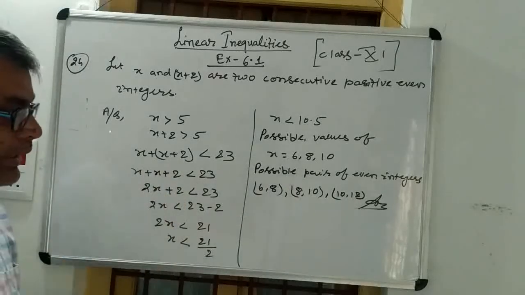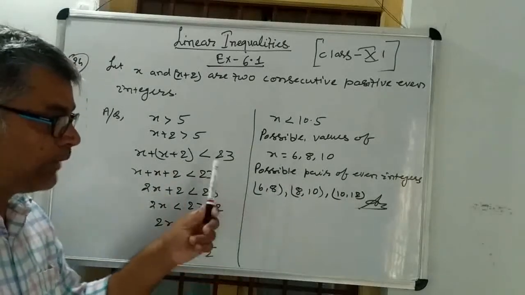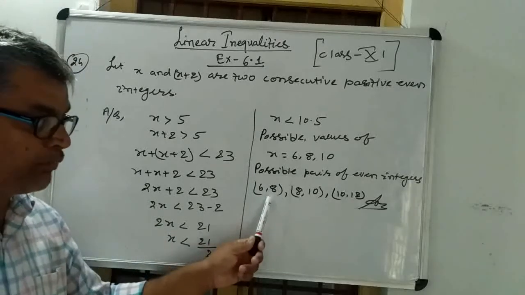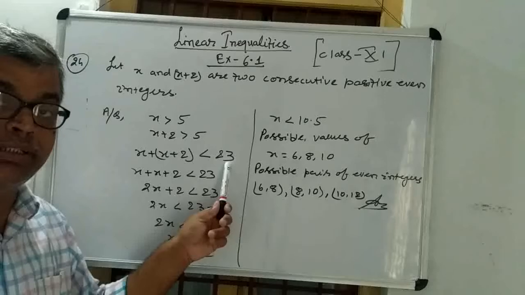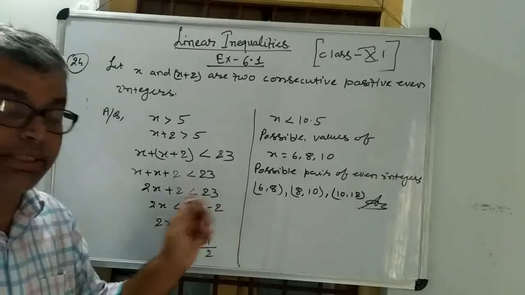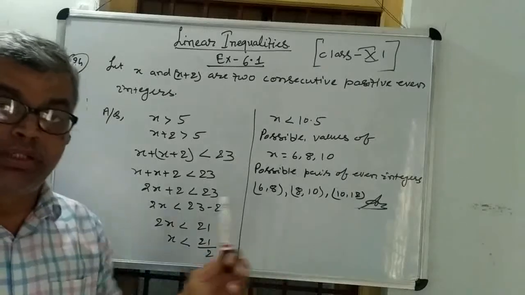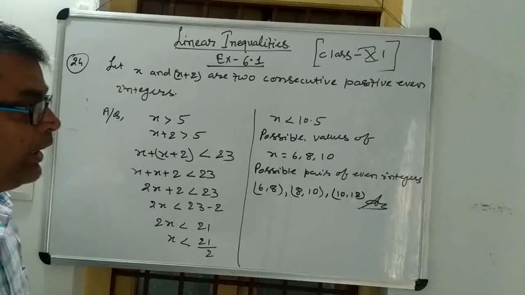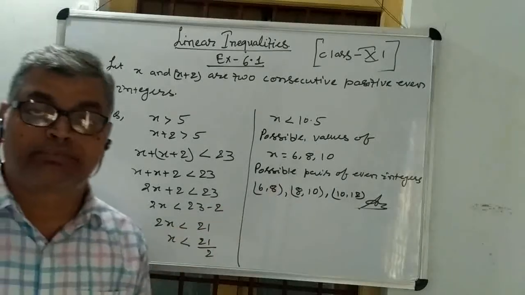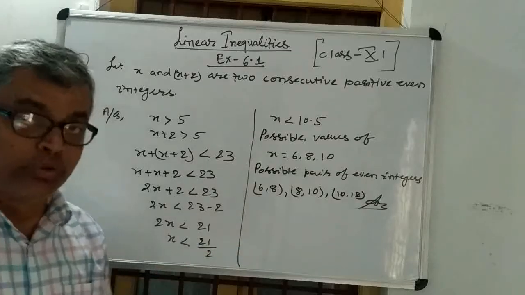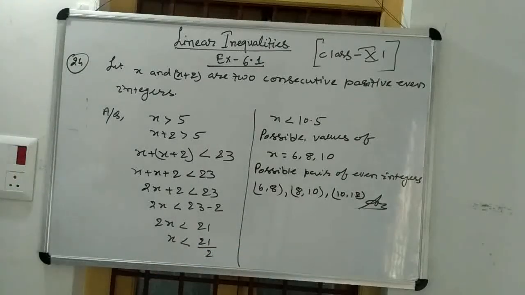And the third inequality is that the sum of these two must be smaller than 23. It means 6 plus 8, that is 14, is smaller than 23. 8 plus 10, which is 18, is less than 23. 10 plus 12, that is 22, is less than 23. So in this way, you find that all three pairs are correct solutions of this question. Now proceeding to the next question.